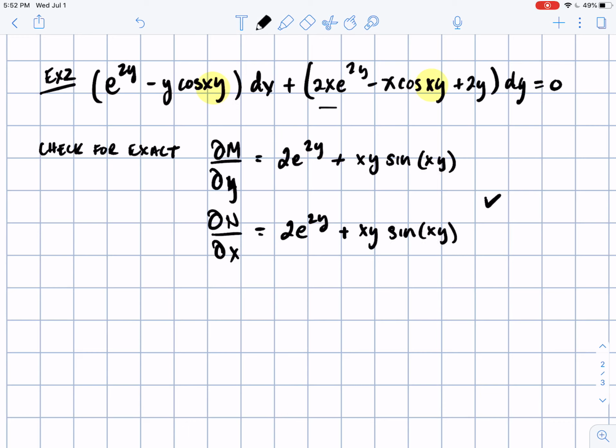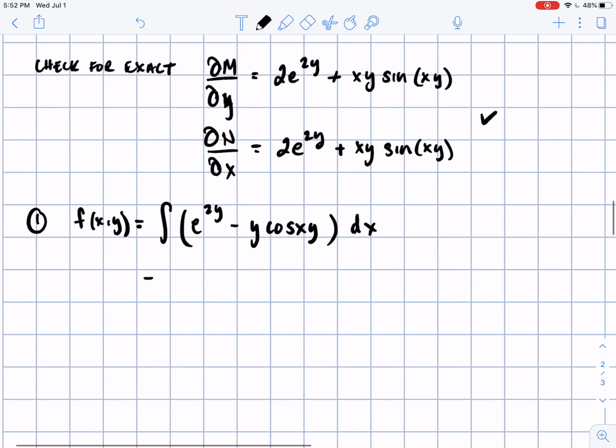Okay, so let's go through the steps. The first step is my function, or my solution that I'm looking for, which is going to be the integral of one of these portions. I kind of always use the dx side, but again, whatever one you feel is easier, go right ahead. Okay, so this is with respect to x.